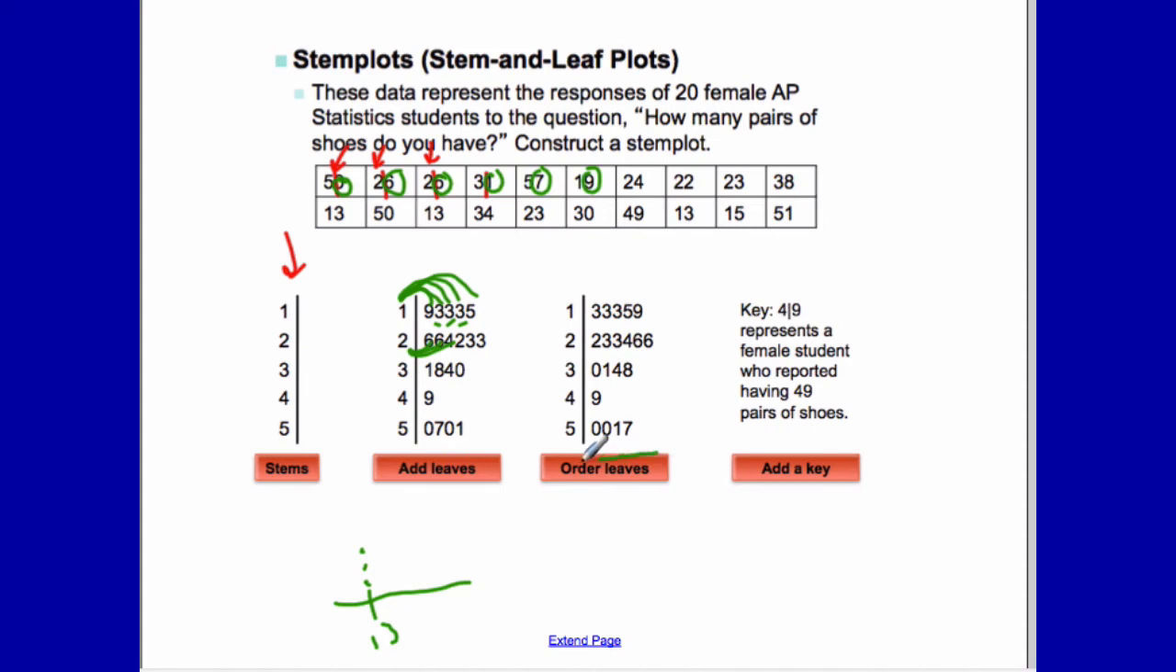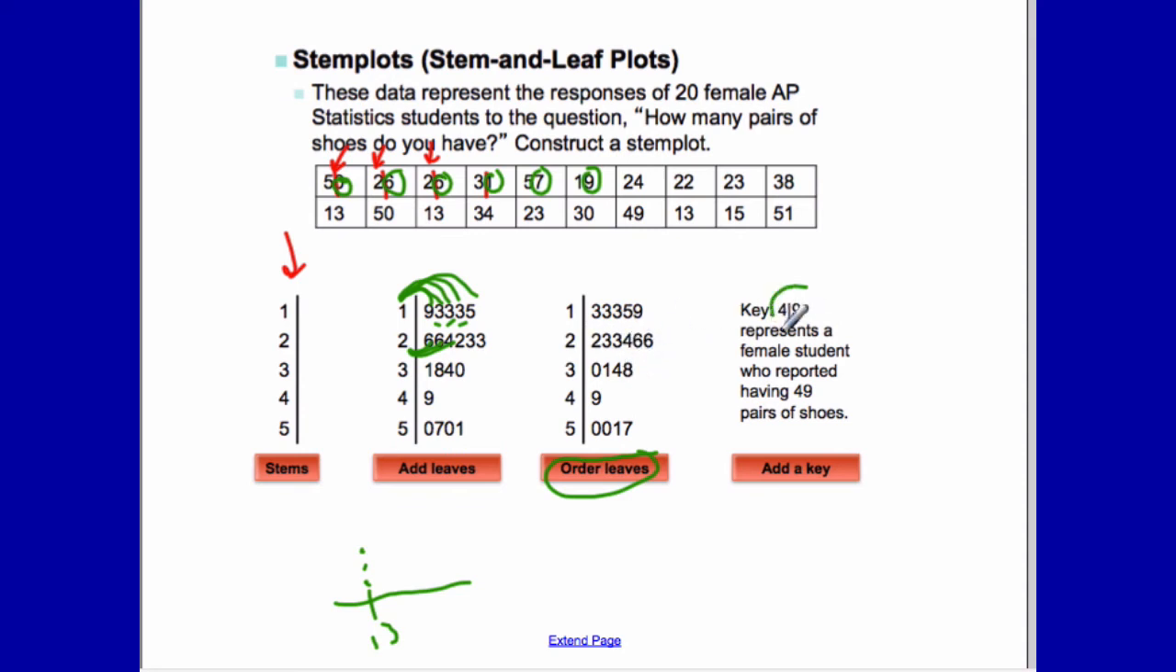Then the next thing is to order the leaves. They should be in numerical order, so we can always go through and check out the median. We can see where the middle numbers are. So notice now the only difference between here and here is that they're in order. So 13, 13, 13, 15, 19, 22, 23, 23, 24, etc.